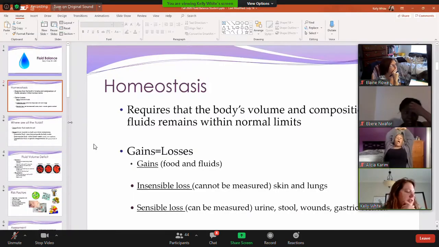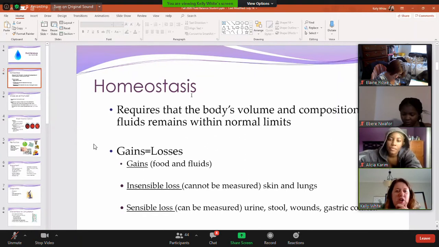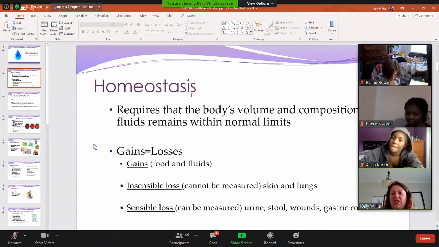All right, so first off, we have just a review. You guys know homeostasis requires your body's fluid volume and composition to remain within normal limits. So whenever there is an alteration or change in your fluid level, whether inside or outside a cell, your body is constantly changing and adjusting to that.